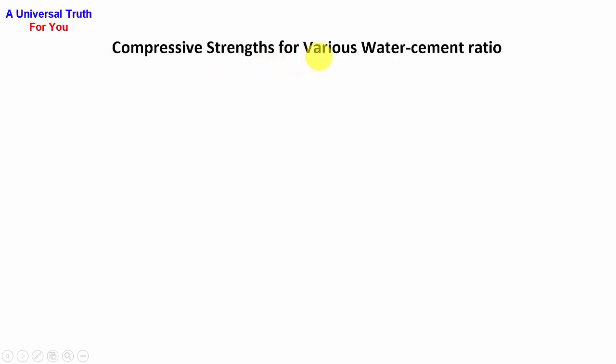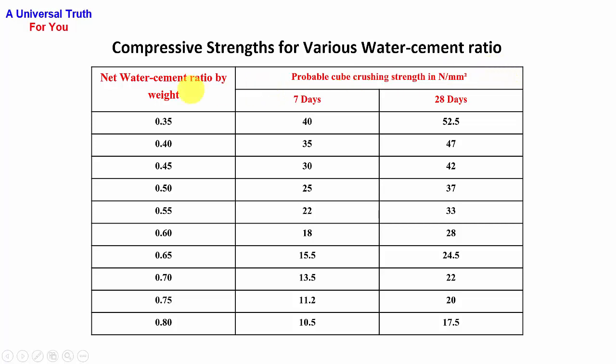Compressive strength for various water cement ratios. So this is the table. In this, net water cement ratio by weight, and this is probable cube crushing strength in Newton per mm square for 7 days and 28 days. This is 0.35. In 7 days it is 40 and 28 days it is 52.5.